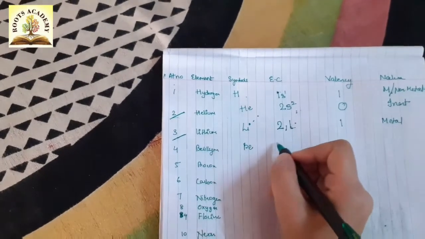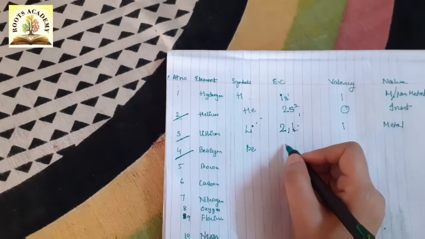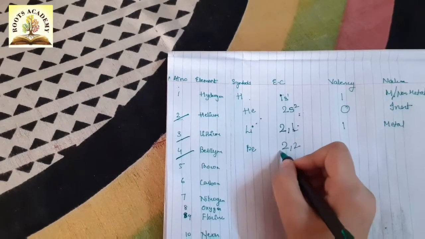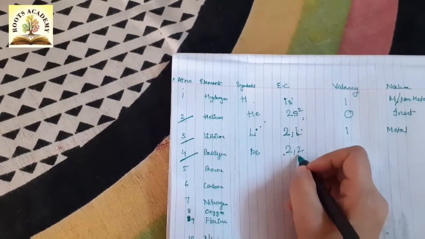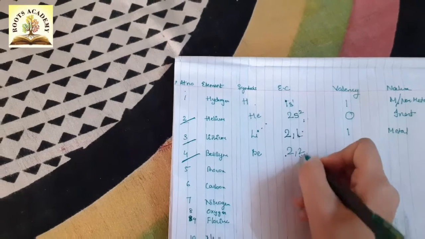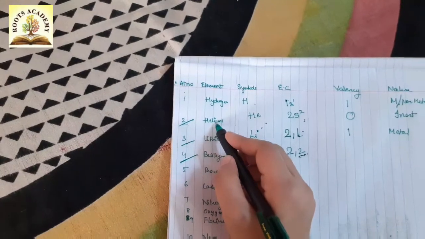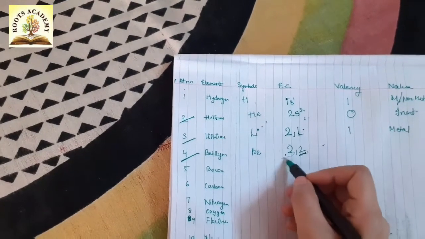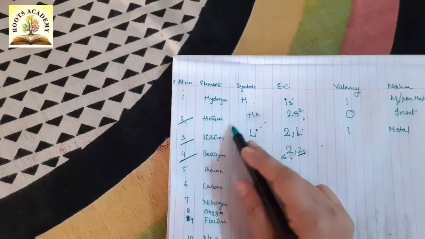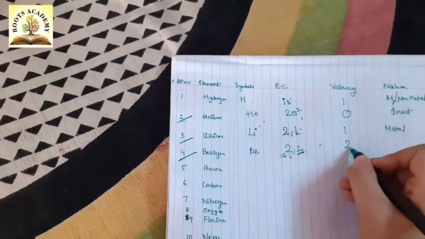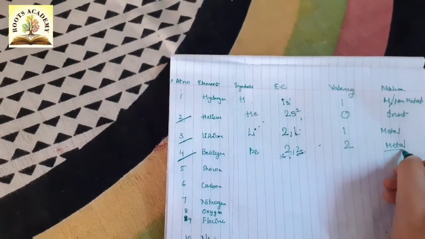Beryllium has atomic number 4, so my electronic configuration will be 2, 2. The inner orbit, the first orbit, takes 2 electrons, and the other 2 electrons go in the second shell. It is very easy for beryllium to lose 2 electrons because helium is very near. So it very easily loses 2 electrons to get 2 electrons in its outermost orbit, a stable configuration of helium. As it is losing 2 electrons, valency will become 2. The tendency of a metal is to lose electrons, so obviously it is a metal.